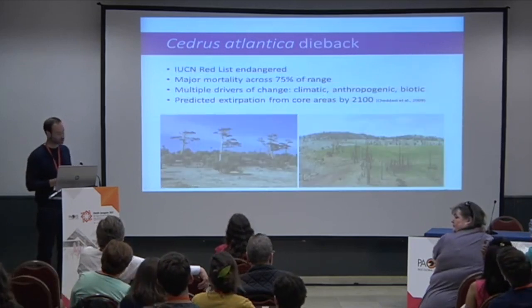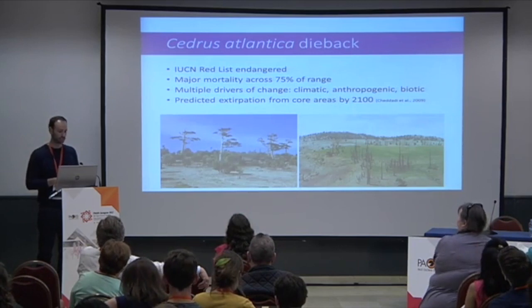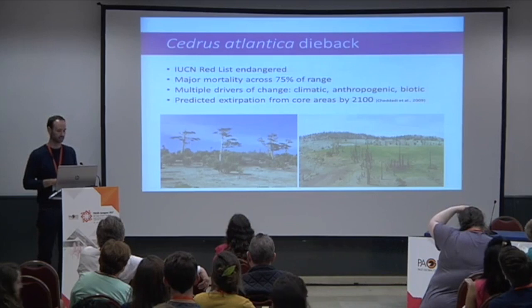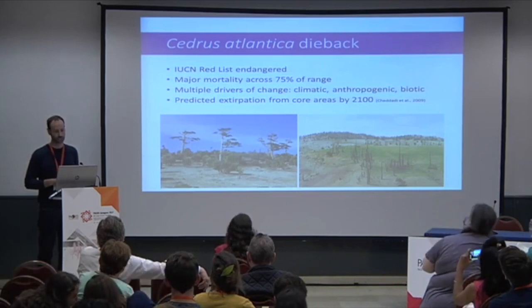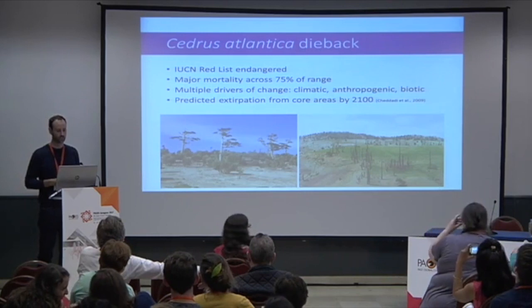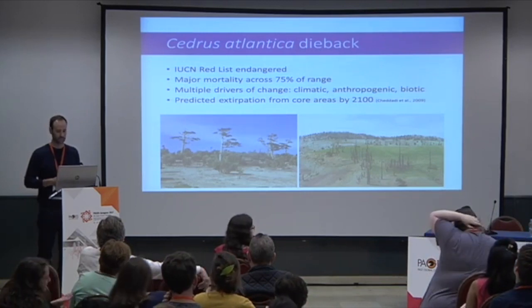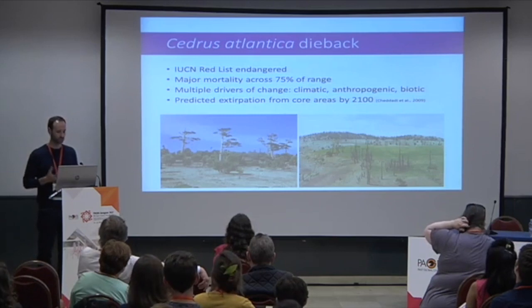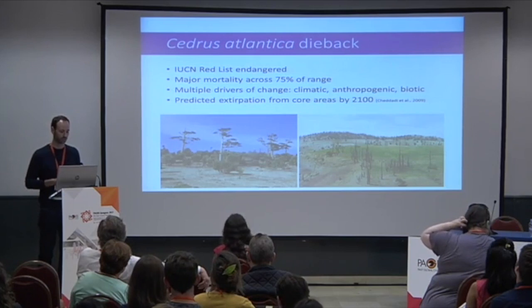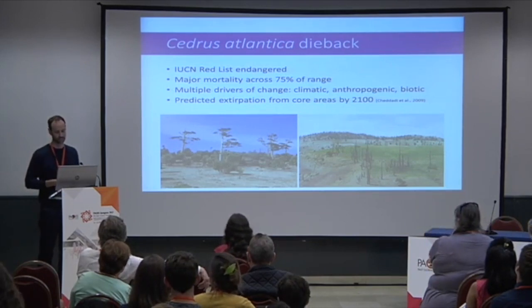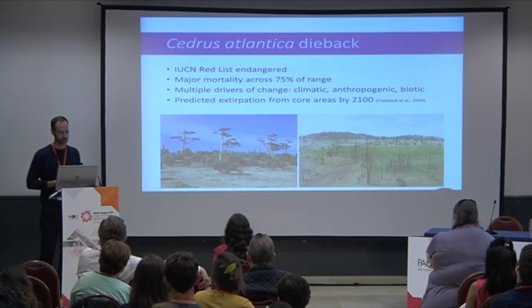The Atlas cedar is currently considered an endangered species on the IUCN Red List, showing signs of unusual mortality across around 75% of its range. Multiple drivers are implicated in these changes, both climatic, anthropogenic, and biotic, but a key emphasis is on the important issue of drought impacts and temperature-driven drought.